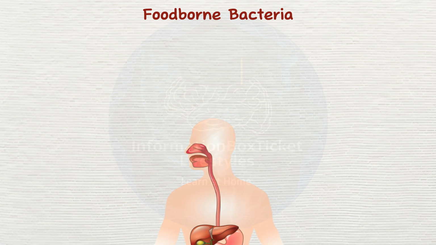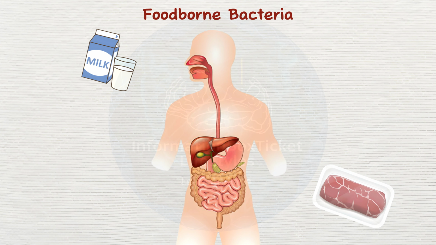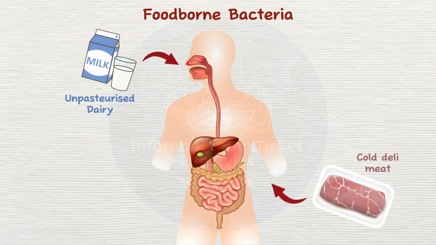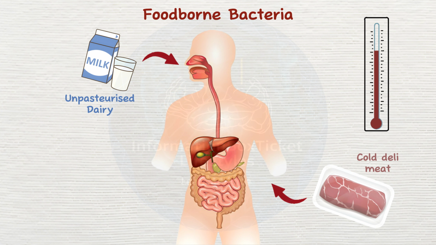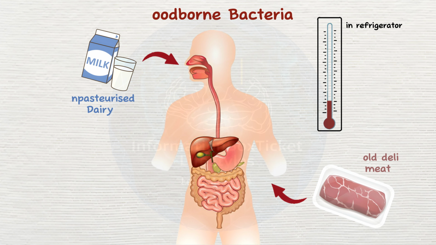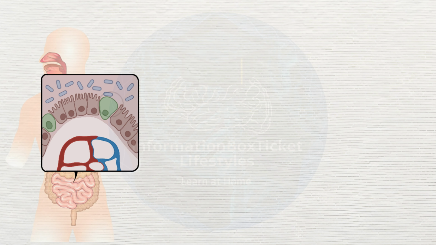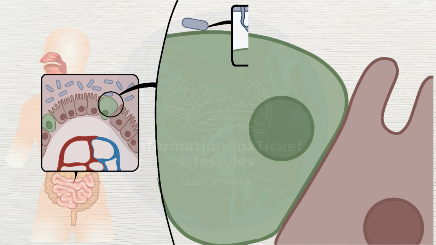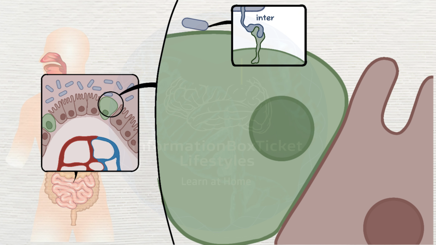L. monocytogenes is a foodborne bacteria, which means that humans become sick when they consume contaminated food, particularly unpasteurized dairy products and cold deli meats, and it is known to persist at extremely low temperatures in the refrigerator. When this bacteria enters the gut, it employs attachment proteins called internalins to bind to the host's receptor proteins, such as cadherin, which is found on goblet cells of the intestinal mucosa.